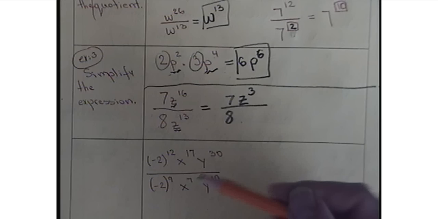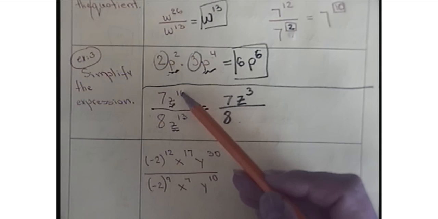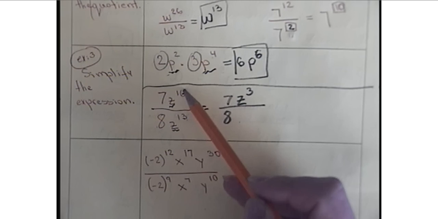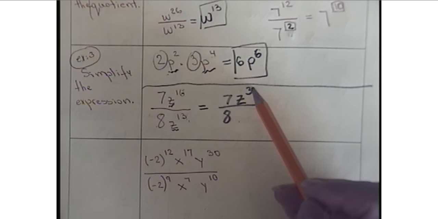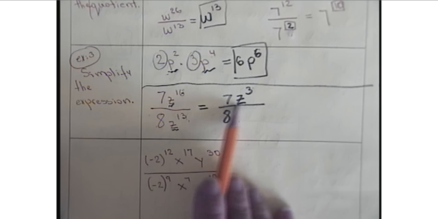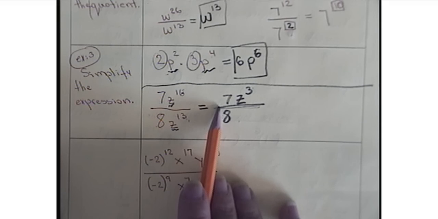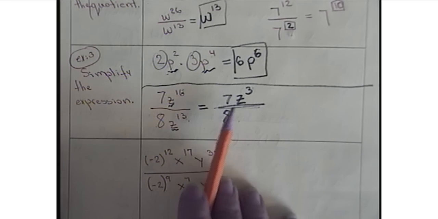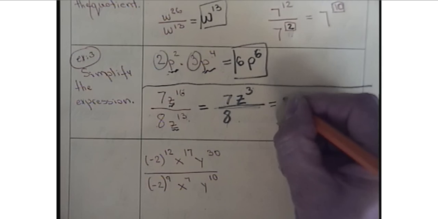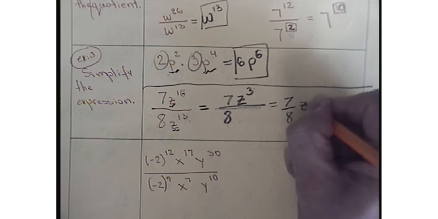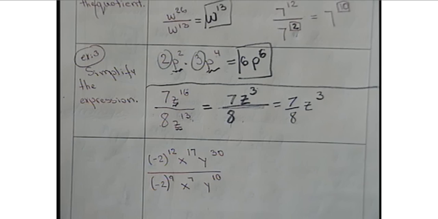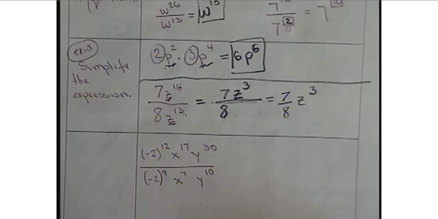Remember, we're subtracting 13 from 16. The difference will be the answer, and we keep it on the top. So 7z to the 3rd over 8, or in other words, you can say 7/8 z to the 3rd as a final answer. Okay, very good. Next example.